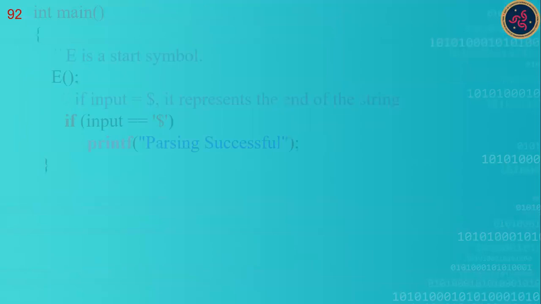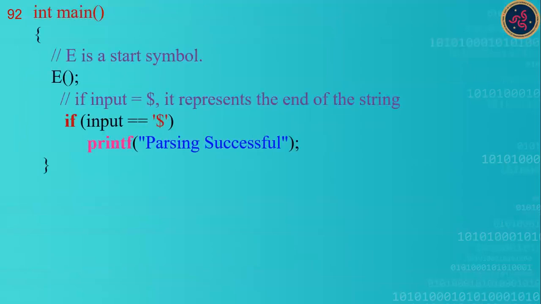So after executing all the functions in E and E prime, the input pointer will be pointing to the dollar symbol, which is the end of the string. Now we need to check whether the input is currently pointing to the dollar symbol. If so, then we can say that the parsing is done successfully. I hope it is clear.